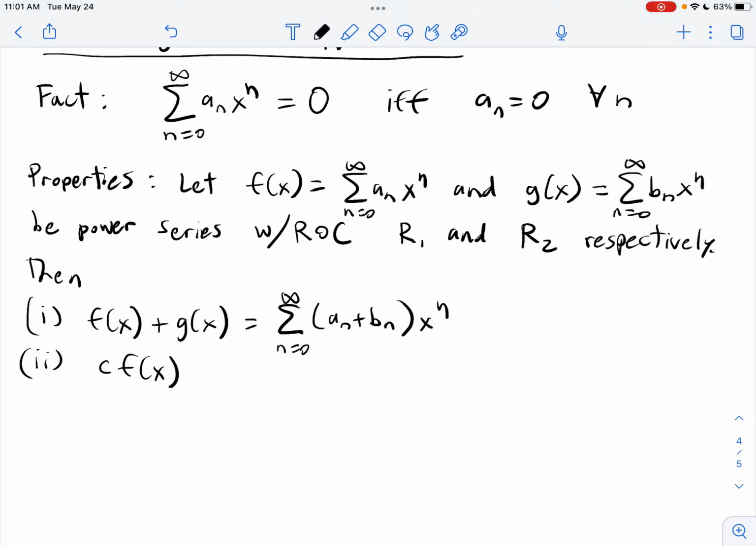Also, if you multiply a series by a constant, you end up just multiplying the coefficients by the constant as well, which is basically the distributive property, right? This is the same thing as if you do c times (x plus 5x squared), you end up with cx plus 5cx squared. So it's the same idea.